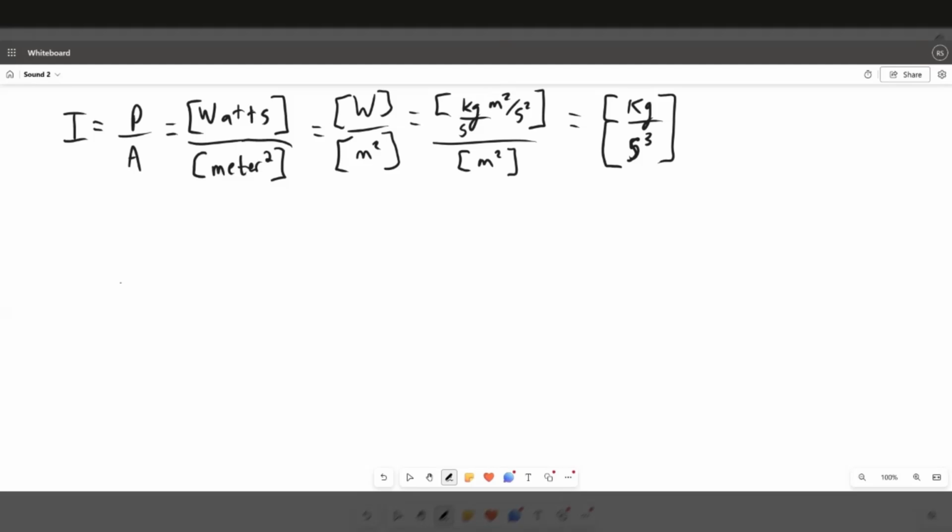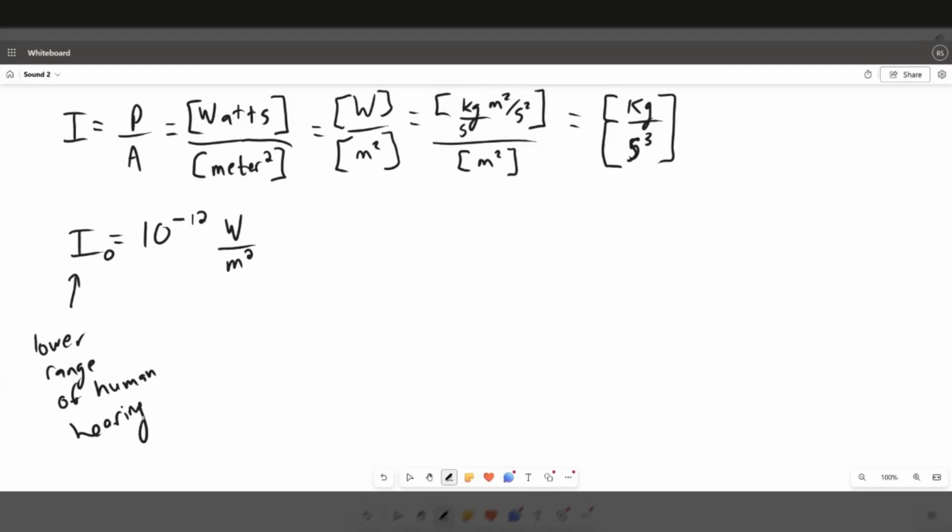But it turns out when you use these units, the intensity that humans can just barely hear, we'll call I0, is a very small number, 10 to the minus 12 watts per meter squared. So this is the lower range of human hearing. And so it's not always convenient to use numbers with these really big, or in this case, a really small exponent.